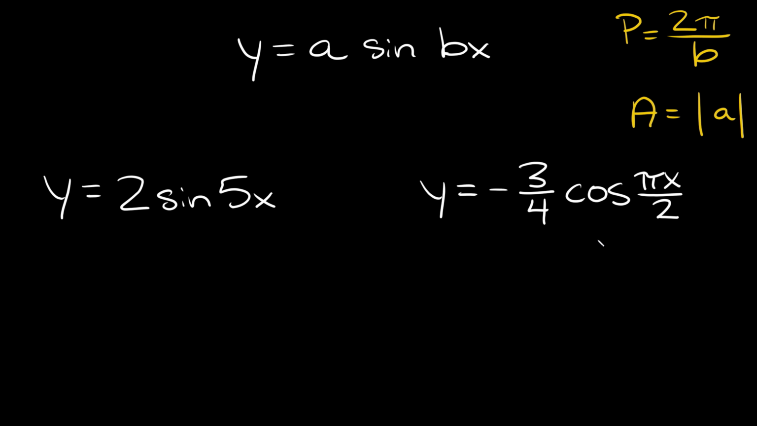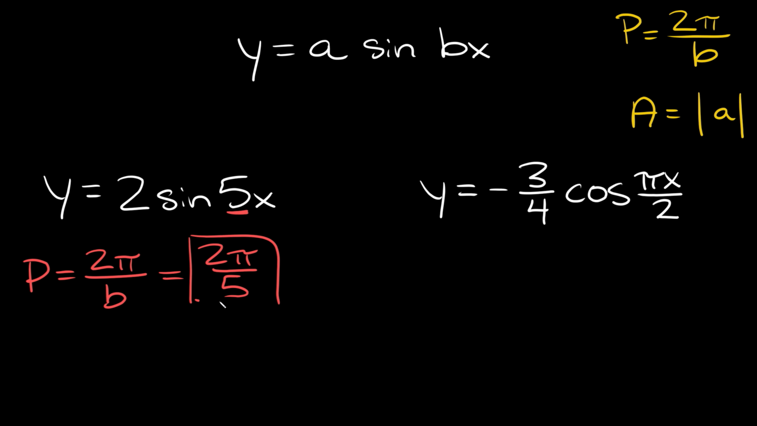All right, so we got two examples right here. Let's start with this one on the left. So here we have y is equal to 2 times the sine of 5x. And we want to find the period and the amplitude. All right, so again, in order to find the period, we can use this formula right here, right? So we're going to say that p is equal to 2 pi over b. So what is b in this case? So b is just going to be the number that's basically attached to your x term. So that's going to be a 5 in our case, right? So the period here is going to be equal to 2 pi over 5. All right, it's that simple.